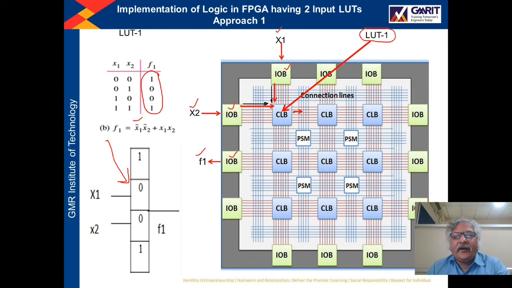Now this CLB will have one output. This is the output. It will reach this line. Now from this vertical line, it will reach this particular PSM, and from this PSM, it will be routed towards this direction, and from here it will be routed towards the output. So in this way this routing will be done. All this routing will be done automatically by downloading the bit file in this particular FPGA.